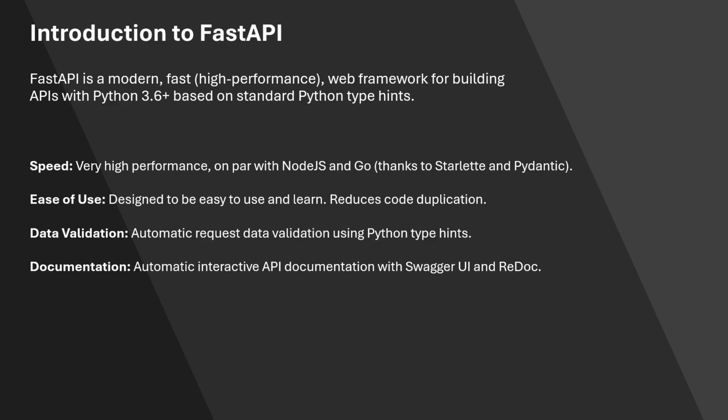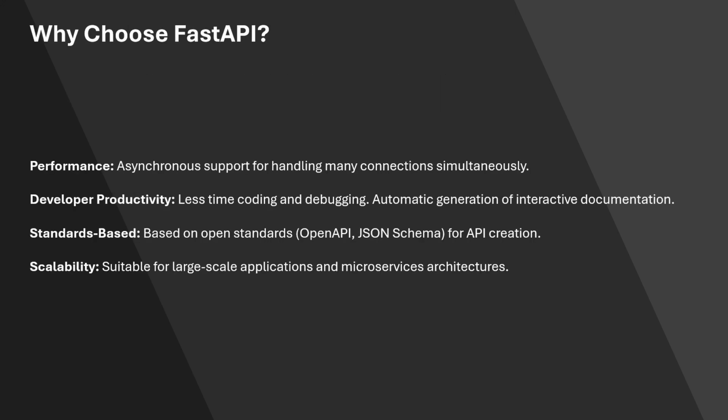FastAPI is a modern framework for building APIs with Python. It's super fast, easy to use and has auto-generated API docs. With FastAPI you get high performance, support for asynchronous operations and automatic data validation. It's built on the standard Python type hints, which makes your code cleaner and easier to maintain, perfect for both small and large scale applications.